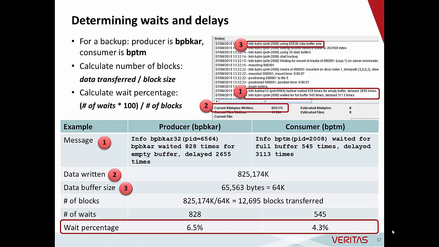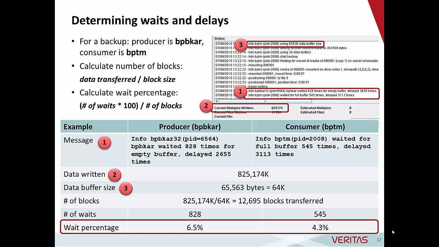Now, there are always going to be some times during a backup or restore job when there are some delays. It's almost inevitable that there were points where either the producer or the consumer ran into some difficulties and had to slow down. What I'm looking for are times when the number of waits becomes excessive. Generally speaking, a number above 5% of the time is considered excessive if either the producer or the consumer is reporting delays in excess of 5%.